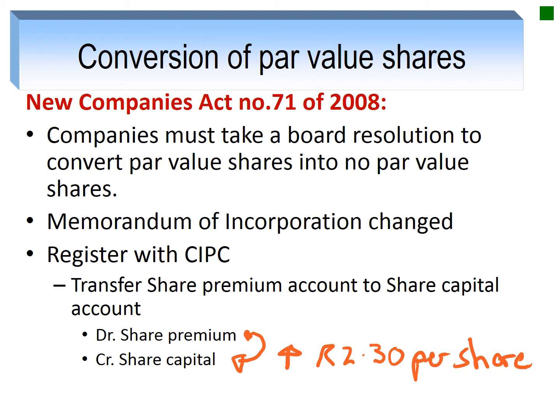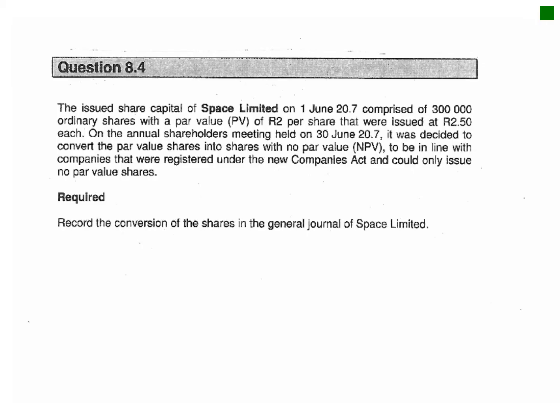Let's carry on and think about question 8.4 and look at how this is actually done in an example. So in question 8.4, we're going to record the conversion of shares in the General Journal of Space Limited. So we're going to make a journal entry to transfer share premium to share capital.